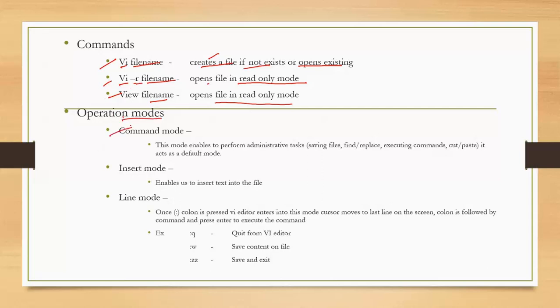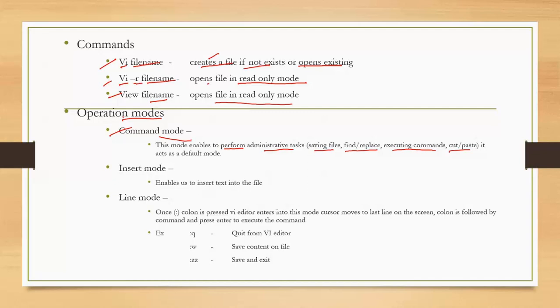So the first mode that we have is command line mode. In this mode, it enables us to perform some administrative tasks. What are the tasks that you can do? You can save a file, you can find and replace some text, you can execute some commands, you can cut and paste. All those things can be done in which mode? In command line mode.